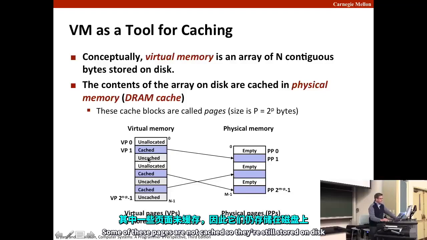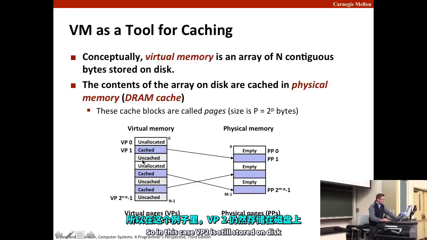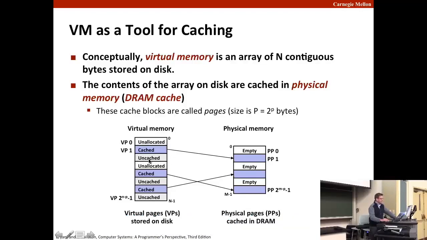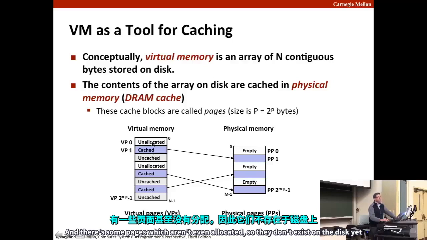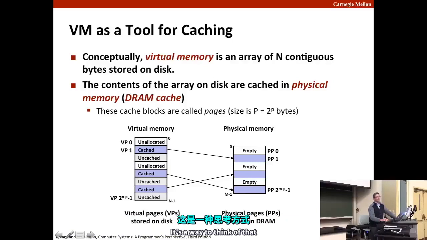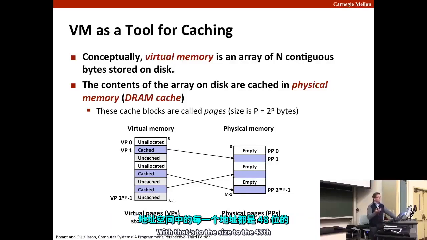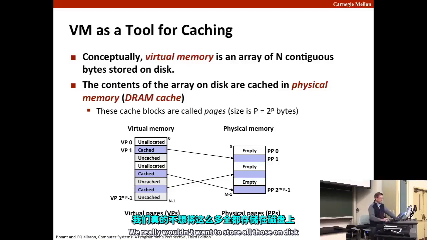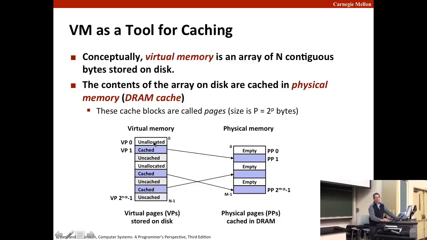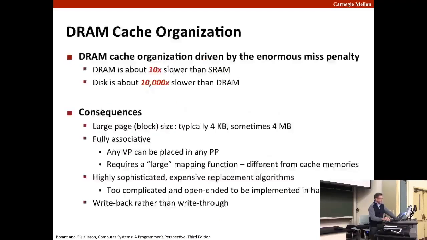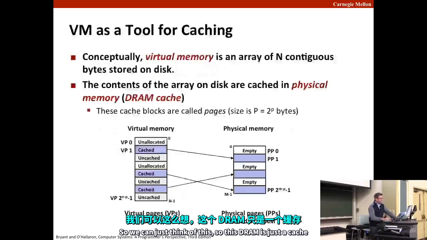Some of these pages are not cached, so they're still stored on disk. In this case, VP2 is still stored on disk. And there are some pages which aren't even allocated, so they don't exist on the disk yet. You can think of it that way, because we really wouldn't want to store every single page in an address space of size 2 to the 48th. We really wouldn't want to store all those on disk. So most of the address space is unallocated.